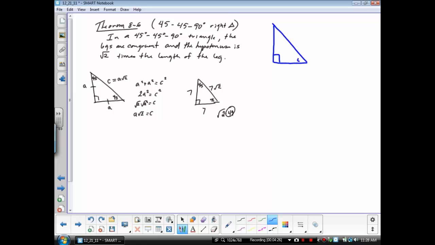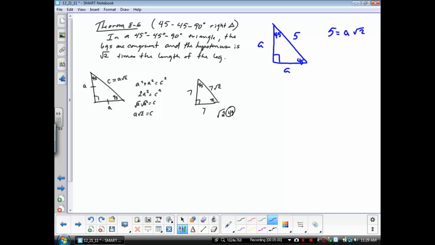We know that we have a 45-45-90 triangle, and we know the hypotenuse. We do not know the legs. So we're going to say the hypotenuse is 5. Now, I know that 5 as the hypotenuse is equal to the length of the leg times square root of 2. Right? The hypotenuse is equal to a times the square root of 2, where a is the length of the leg. Call this a and that a.